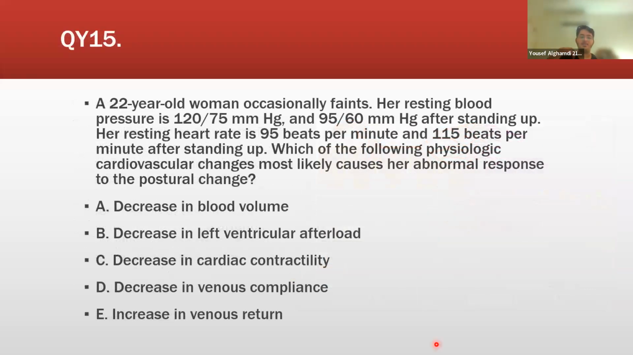Okay. A 22-year-old woman occasionally faints. Her resting blood pressure is 120/75 and 95/60 after standing up. What does she have? Quickly. What is this called? Okay, we'll move on. Her resting heart rate is 95 beats per minute and 115 beats per minute after standing up. Which of the following physiologic cardiovascular changes most likely causes her abnormal response to postural change?